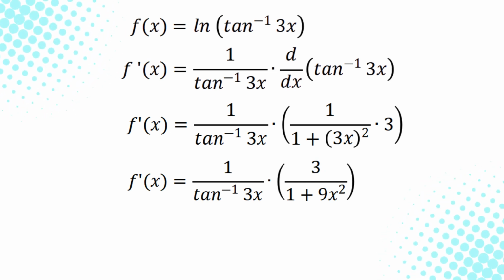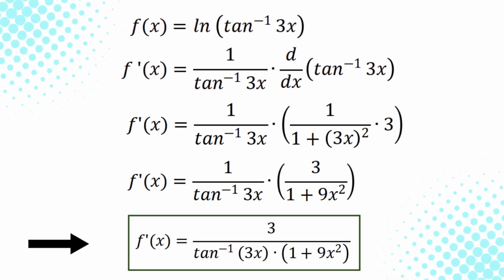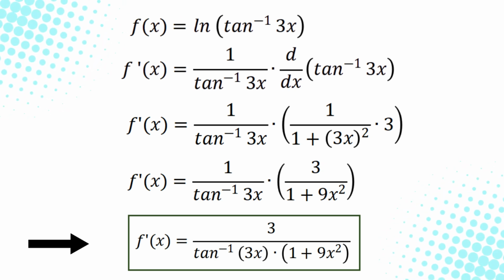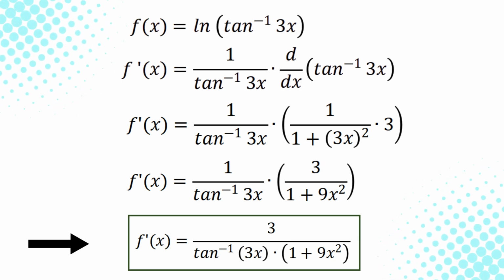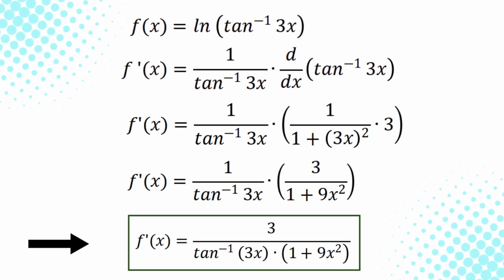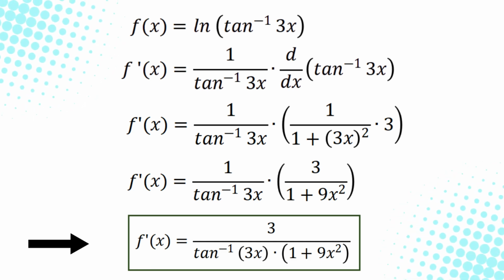Now, let us simplify. Combine the terms. F prime of x equals 3 divided by the product of the inverse tangent of 3x and the quantity 1 plus 9x squared. And that is our final answer for our item number 1.